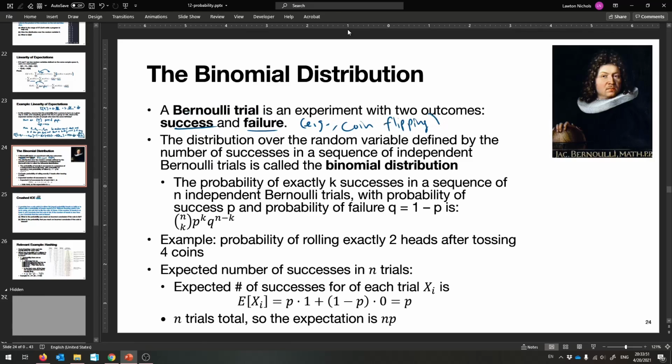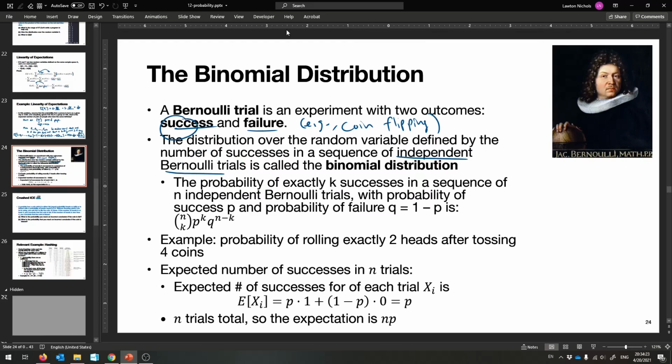You can just say, I like heads: heads is success, tails is failure, okay? And the distribution over a random variable defined by the number of successes, it's just a number, right? The number of successes in a sequence of independent Bernoulli trials, I know that's a mouthful, is defined to be the binomial distribution, okay? That's all it means. We're just trying to count the expected number of successes that we see out of a bunch of Bernoulli trials that can end up in success or failure, okay?